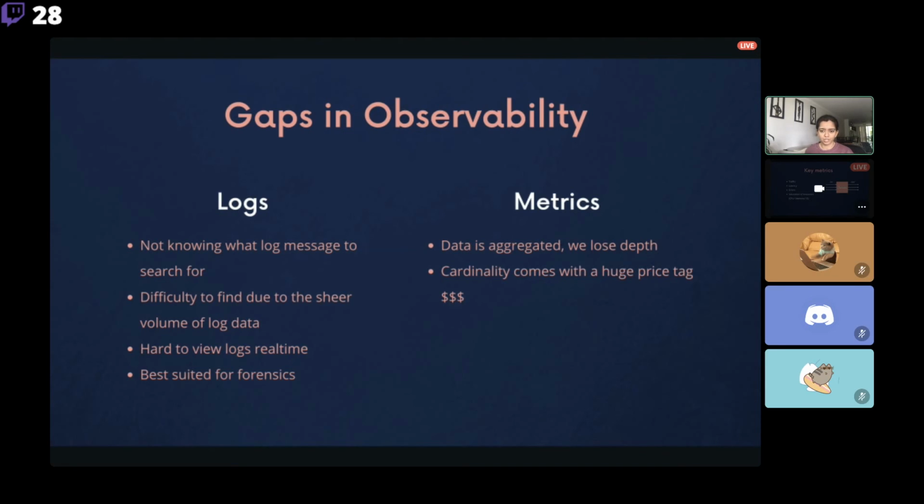And then even with metrics, right? It would give you that bird's eye view. It will give you a holistic understanding of how healthy your systems are. All that's great, but it doesn't give you the depth that you need. Cardinality comes with a huge price tag. For anyone who's used Datadog, you would know that anytime you add extra custom metrics, you are charged quite heavily. So we had to really restrict what tags we added on all our metrics.